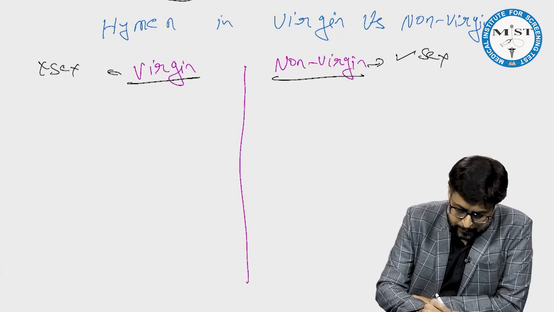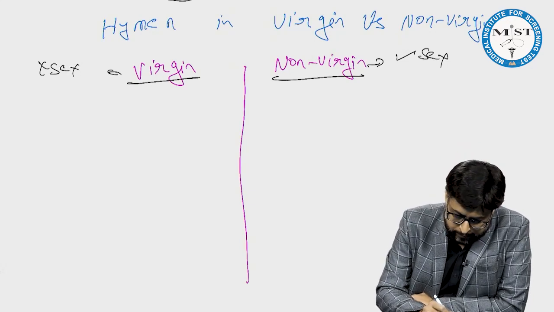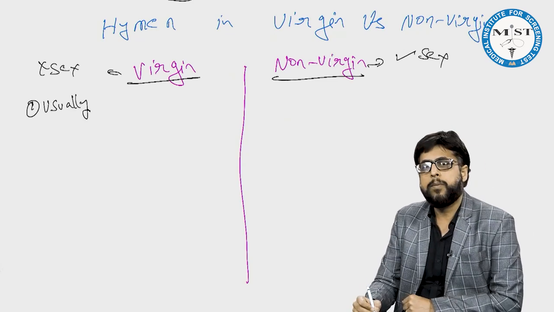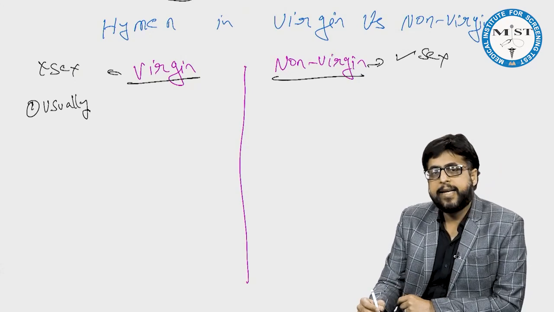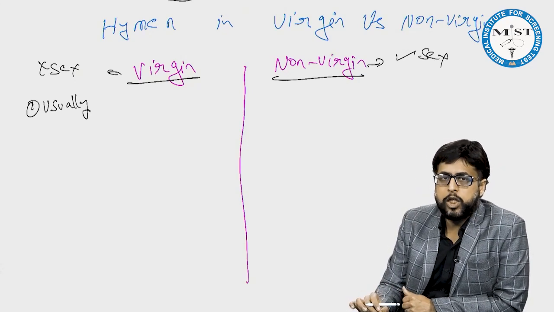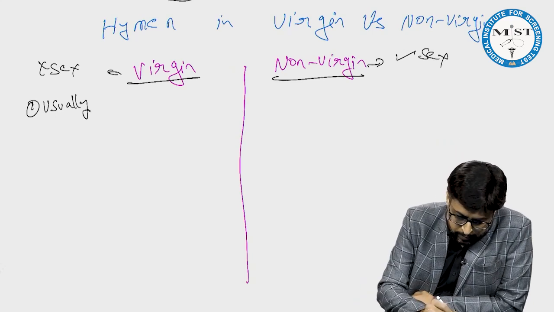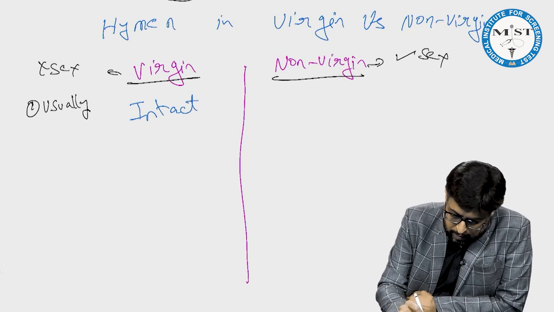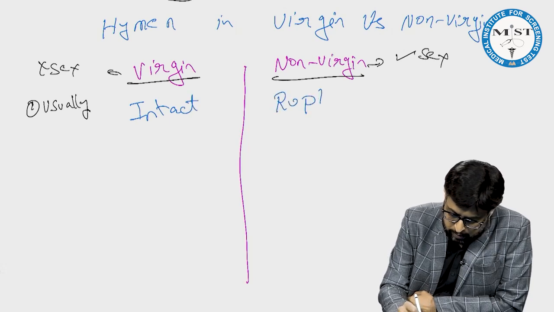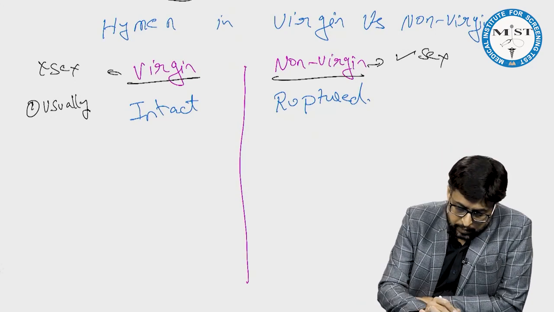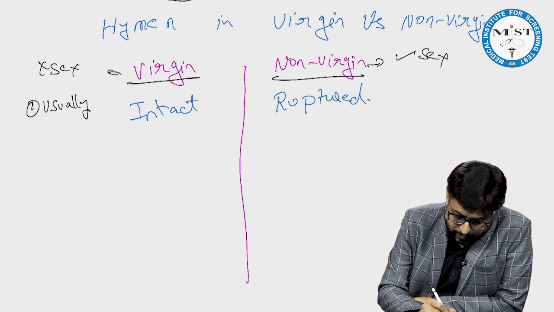Now, tell me one thing. Usually speaking, will the hymen be intact or ruptured in a virgin? Usually speaking, obviously the hymen will be intact in virgin and ruptured in non-virgin. But there are certain exceptions.